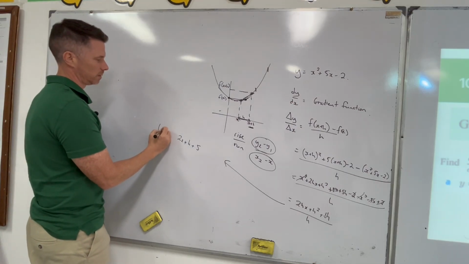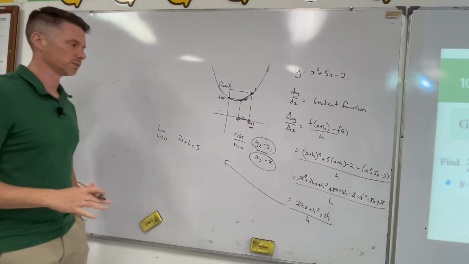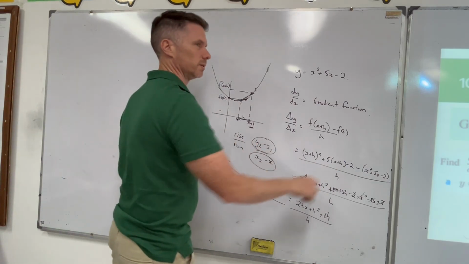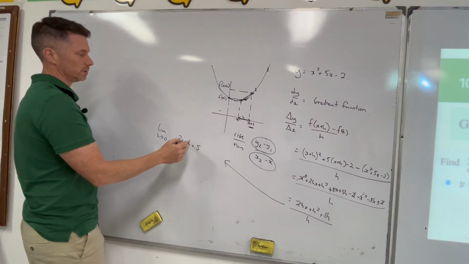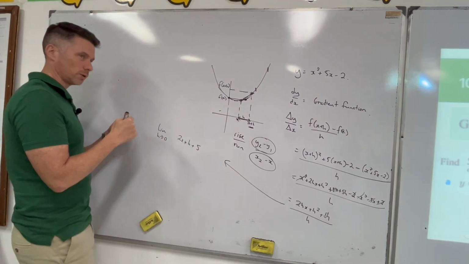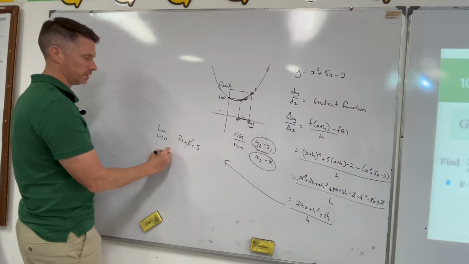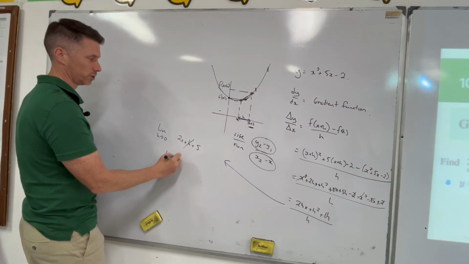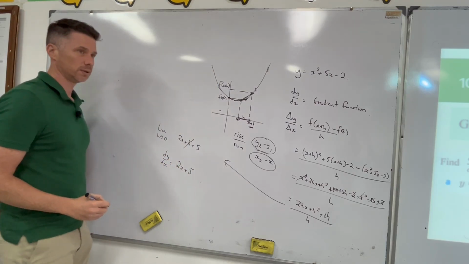And that's where the concept of a limit comes in. As h goes to 0, but isn't 0, because if it was 0, we'd be dividing by 0 and it'd be a mess. But as small as possible. So if it was negligible and the 2 points were right on top of each other, the h wouldn't really matter. And therefore, the derivative or the gradient function for this is 2x plus 5.